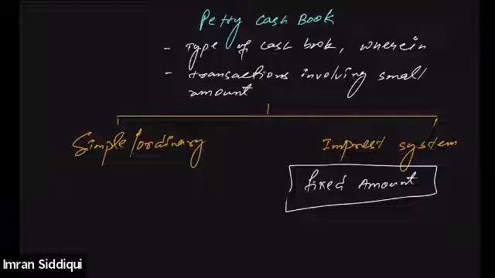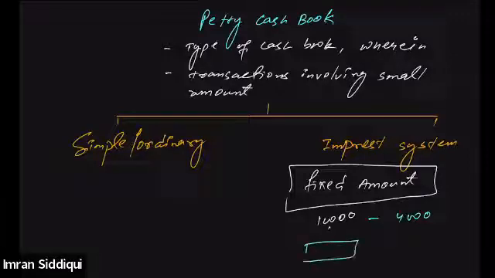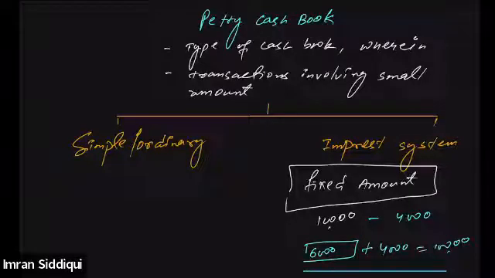So let's suppose the fixed amount is fixed at 10,000, and the petty cashier has spent 4,000 out of it. Then after the end of this month, 6,000 will still remain in the hands of the petty cashier. Then the petty cashier can ask for 4,000 rupees from the head cashier, totaling 10,000. So under imprest system we have to maintain a fixed amount of balance for every month.